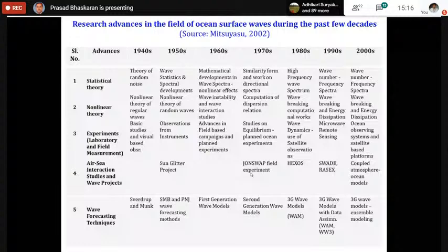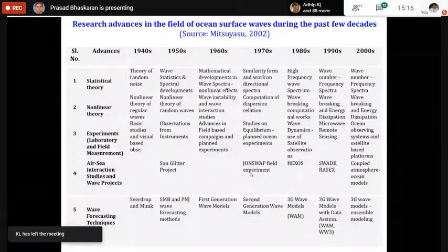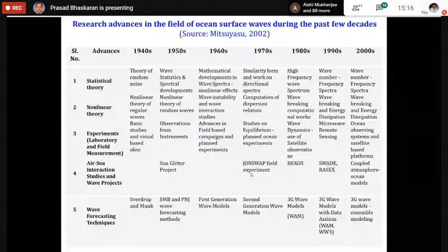And of course, there were some limitations with the Phillips spectrum. It was corrected in 1964 by Pierson and Moskowitz. They developed a spectrum for the fully developed sea. And that spectrum also had a limitation, and that was taken care of in the JONSWAP, that is in 1973. They developed a spectrum which can be used both for deep water and shallow water. So the state-of-the-art wave models that we have today use the JONSWAP spectrum. I'll be talking in detail about the JONSWAP after some time.